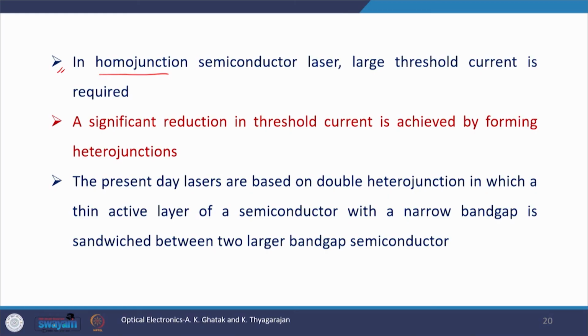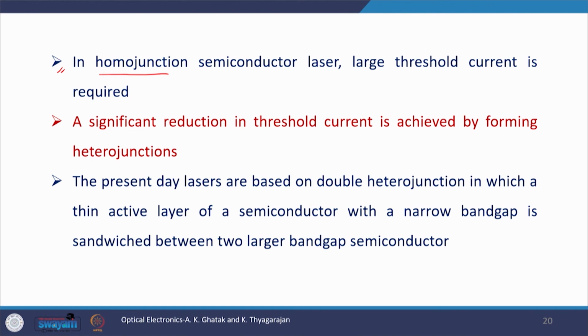These were the different kinds of laser, but a few more important properties of this semiconductor laser: there exist two configurations of this semiconductor laser. One is called homojunction semiconductor laser and another is called heterojunction. In homojunction semiconductor laser, a large threshold current is required, while a significant reduction in threshold current is seen in heterojunction semiconductor laser. I repeat, a significant reduction in threshold current is achieved by forming a heterojunction.